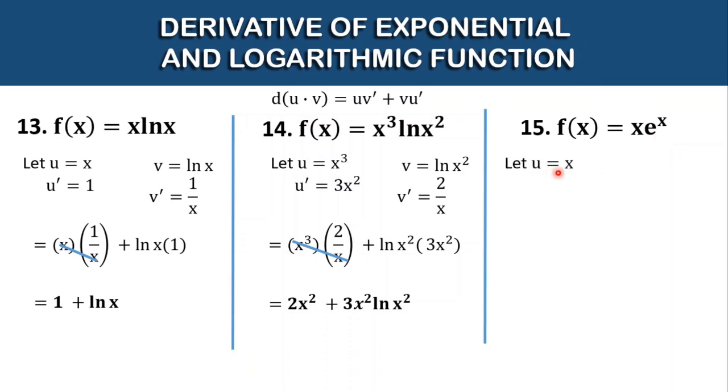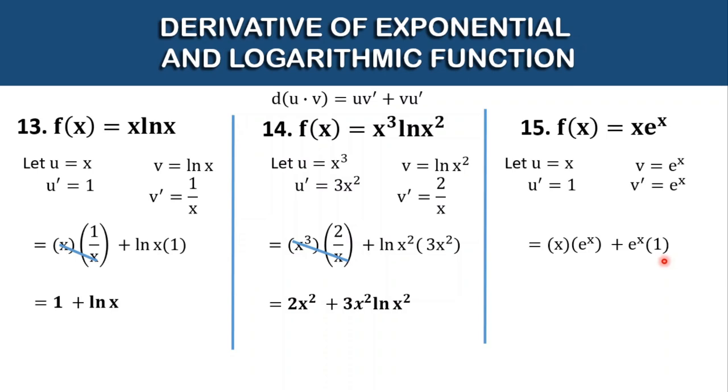So let u is equal to x. And the derivative of x is 1. Let v is equal to e raised to x. And as we all know, the derivative of e raised to x is itself. So e raised to x. And ito na yung mga values na kailangan natin to find the answer. Substitute lang natin sila dito sa ating formula. So yung u, yun yung x times v prime e raised to x plus v, ang v natin is still e raised to x times u prime or yung derivative ng u natin which is equal to 1.